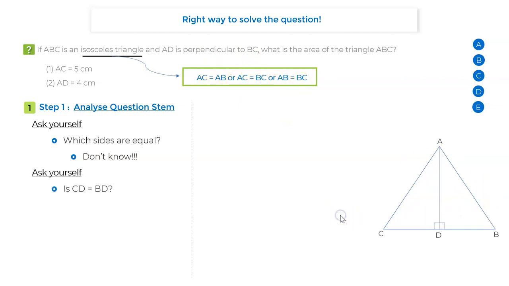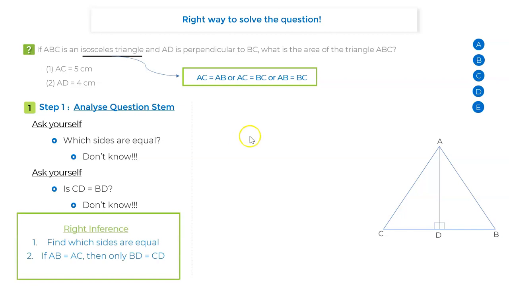Okay. Then ask yourself, are BD and CD equal? Is it anywhere given in the question that they are equal? No, it's not given, right? So don't make the assumption that they are equal. They will only be equal when you know that AB is equal to AC. Only in that case can you say that BD and CD are equal. So that's the right inference.